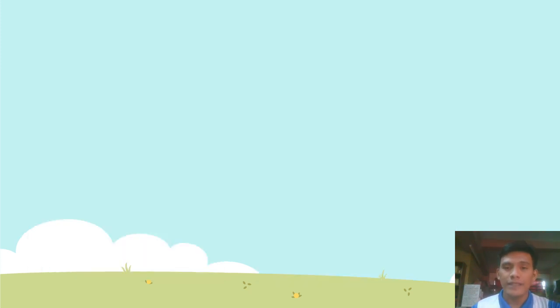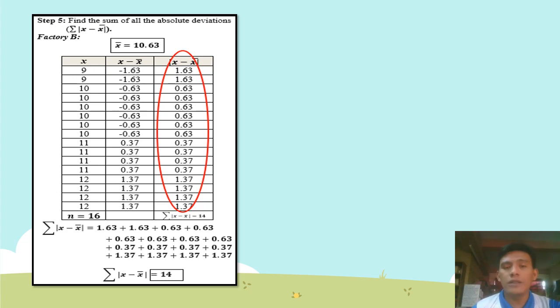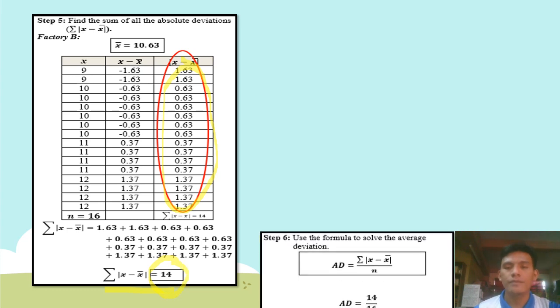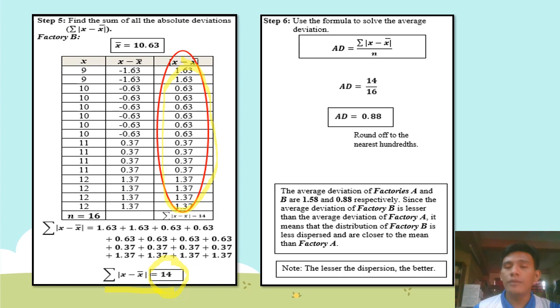Step 5. Find the sum of all the absolute deviations, the summation of the absolute value of x minus the mean. It means that you will add all the absolute values here. That will be our summation of the absolute value of x minus the mean, and the total is 14. Step 6, that's the time we will use the formula to solve the average deviation, because we already have the summation of the absolute value of x minus the mean and the value of n.